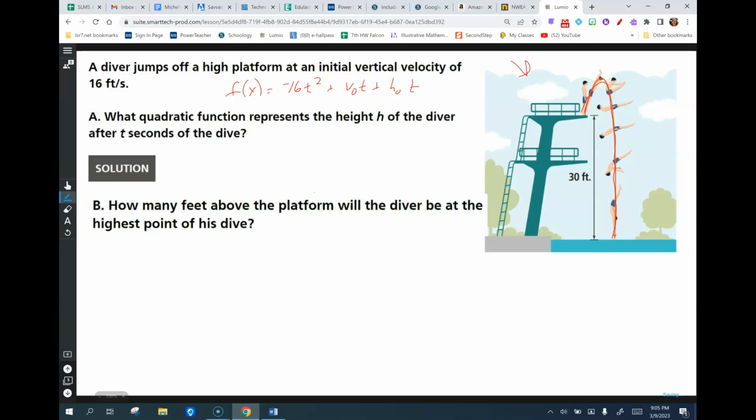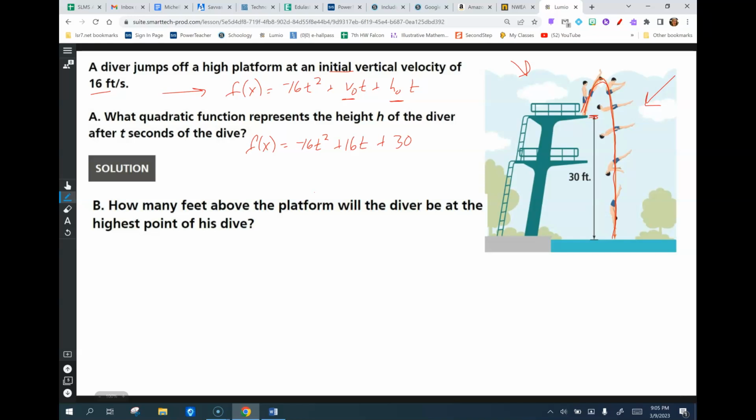So now we're going to take this model and we're going to plug it in for this picture. So we have f of x is equal to negative 16 t squared plus, what is our initial velocity? Our initial velocity is 16. Plus, what is our initial height? Okay, where do we start? Well, we start 30 feet above the ground. So this is our function: negative 16t squared plus 16t plus 30.